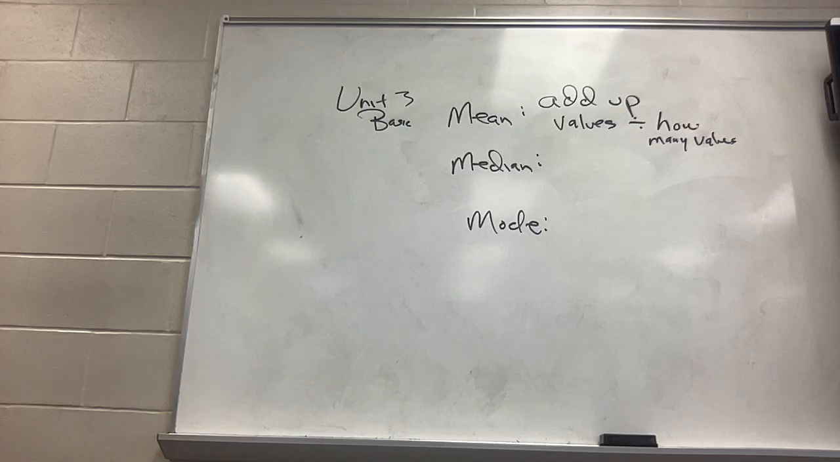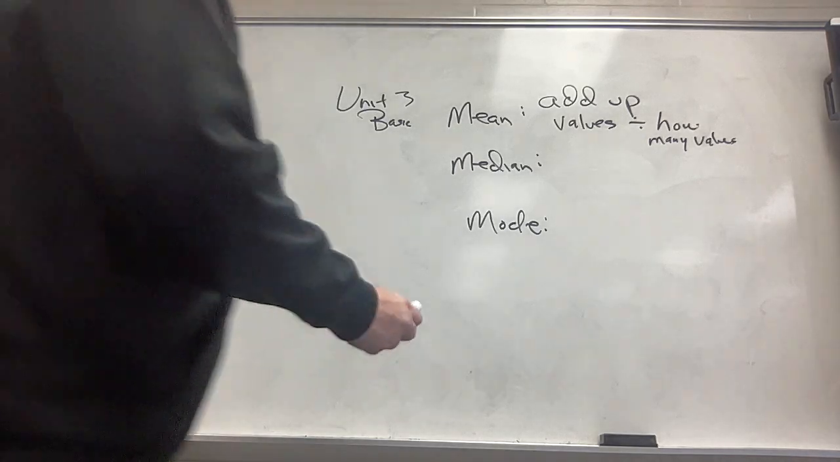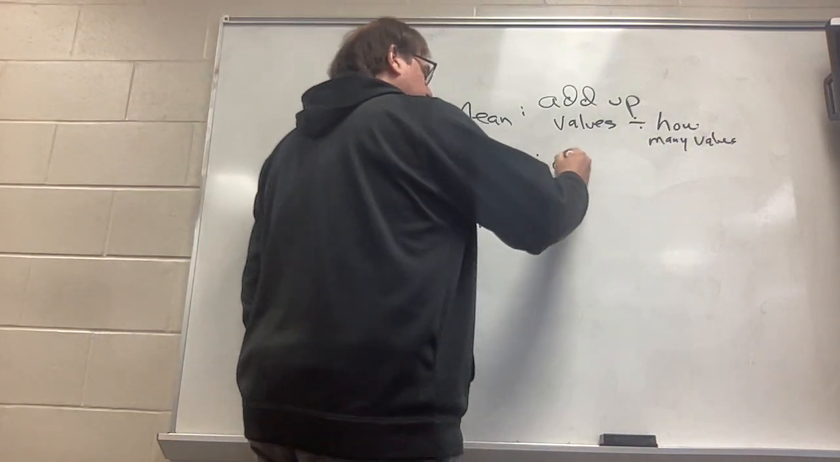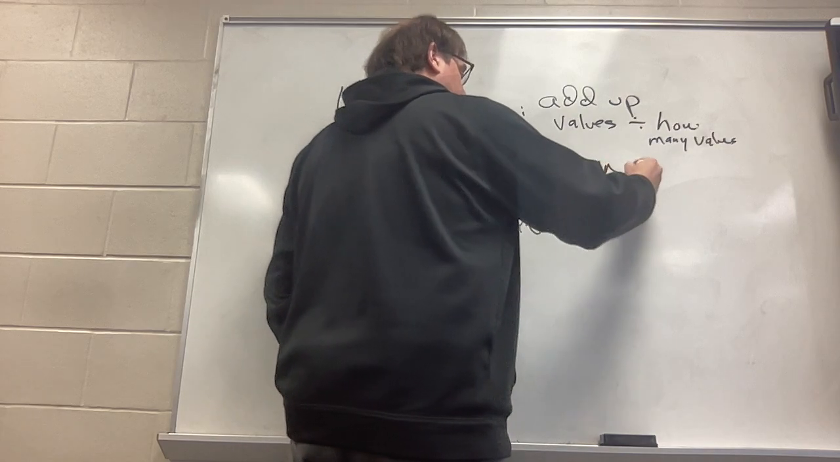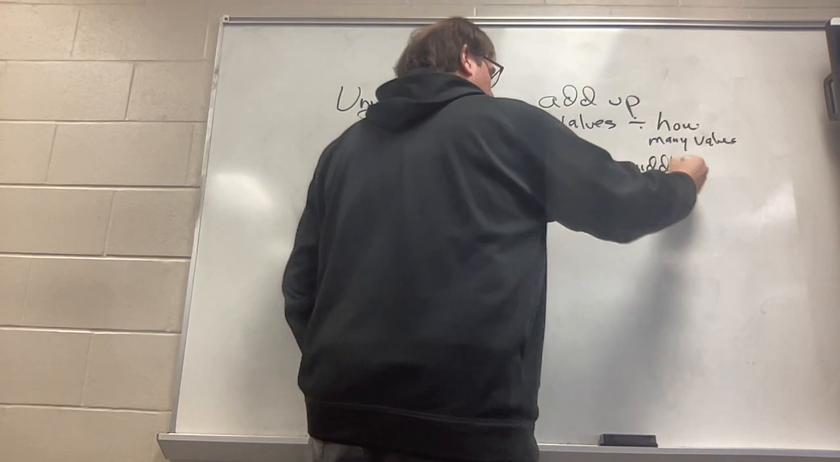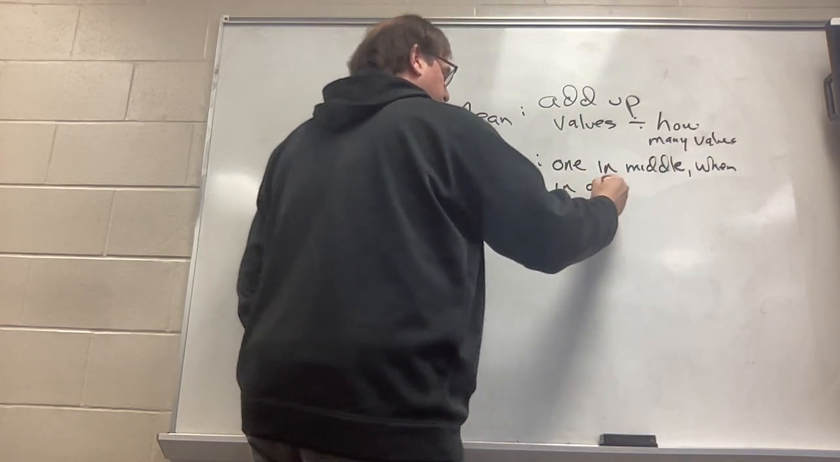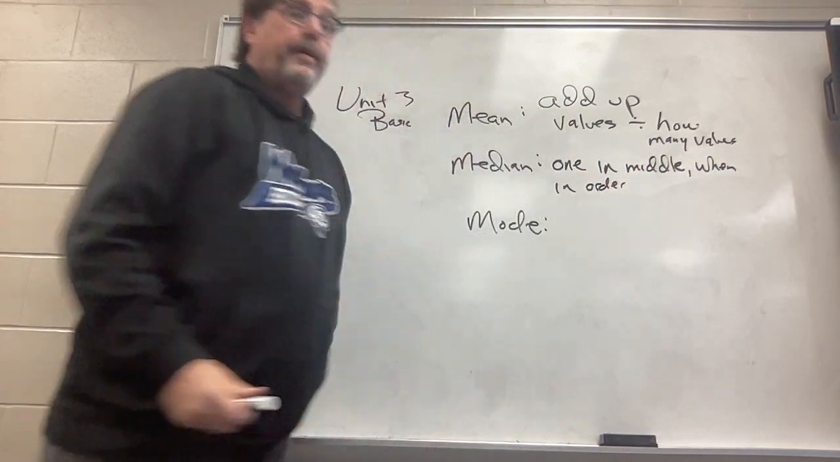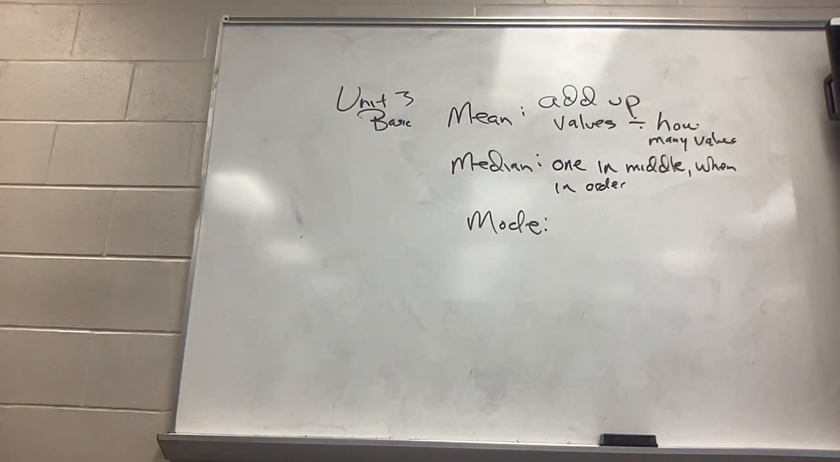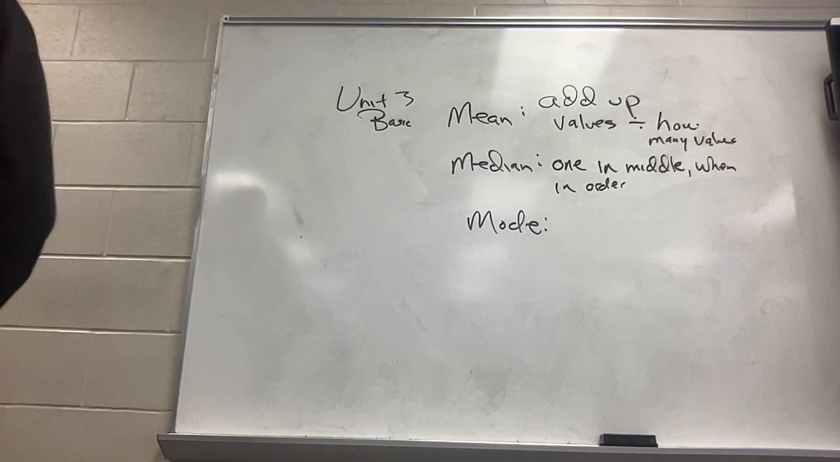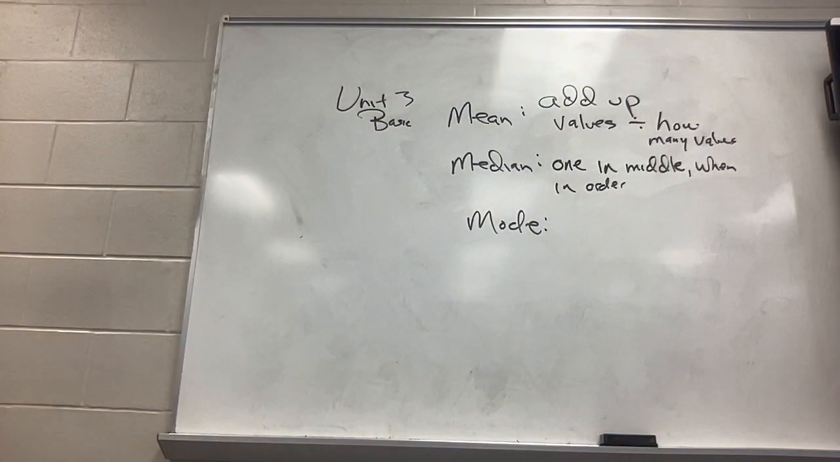All right, the median. The median is simply the one in the middle, one in the center. Yes, it is the one in the middle, and this is key, when they are in order. So if we were to find the median height of people in this class, we would line up from the least tall person going up to the tallest person, and we would find out who is standing in the middle. That would be the median.